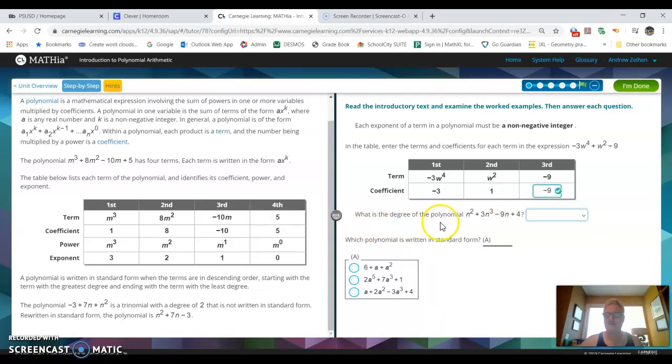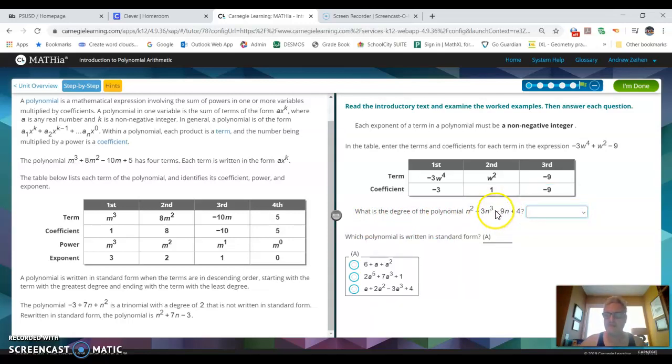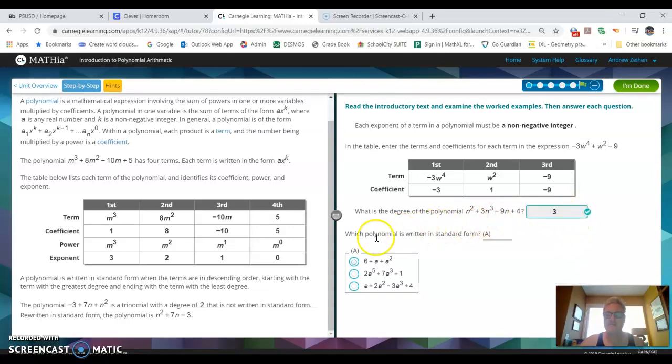What is the degree? You're going to look at the highest exponent that you have. So here I have a 3. Now this is not in standard form. This one should actually come first, and this one second. But it was a third degree. Our quadratics are second degrees.